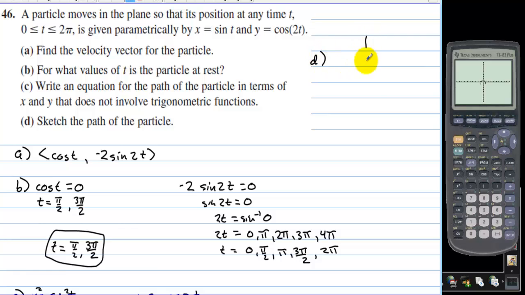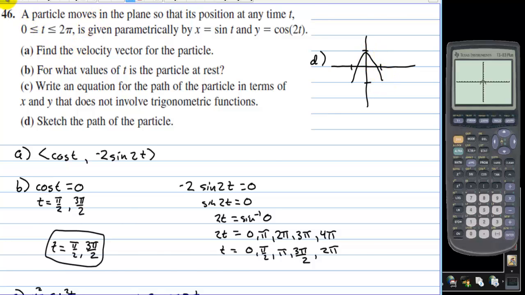So letter D. I guess it's at negative ones and lots of ones. So 1, 1, negative 1, negative 1, and it looks something like that.